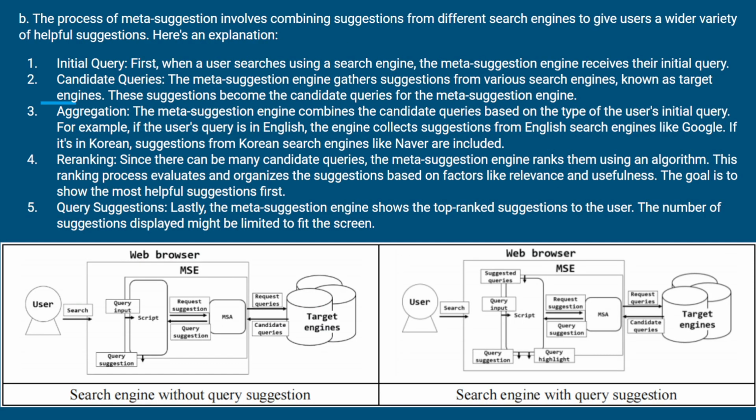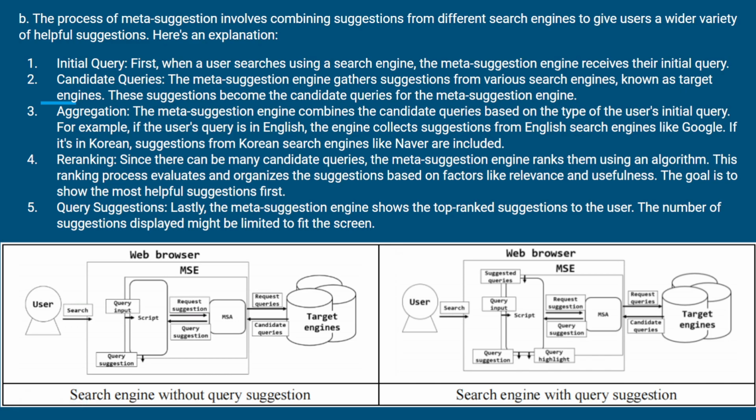And B is the process of meta suggestion, which involves combining suggestions from different search engines to give users a wider variety of helpful suggestions. Here's why. The first is the initial query. When a user searches using a search engine, the meta suggestion engine will receive their initial query. After that, the candidate queries. The meta suggestion engine gathers the suggestions from various search engines, known as the target engines. The suggestions become the candidate queries for the meta suggestion engine.